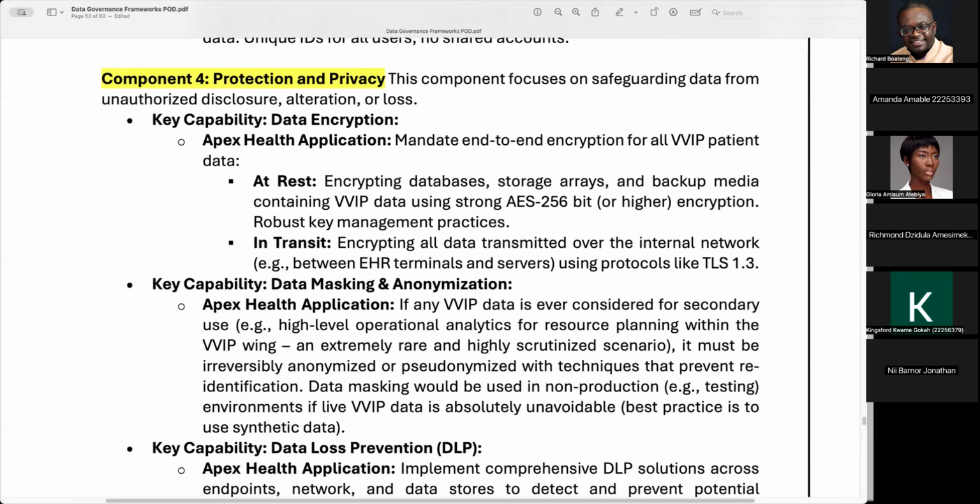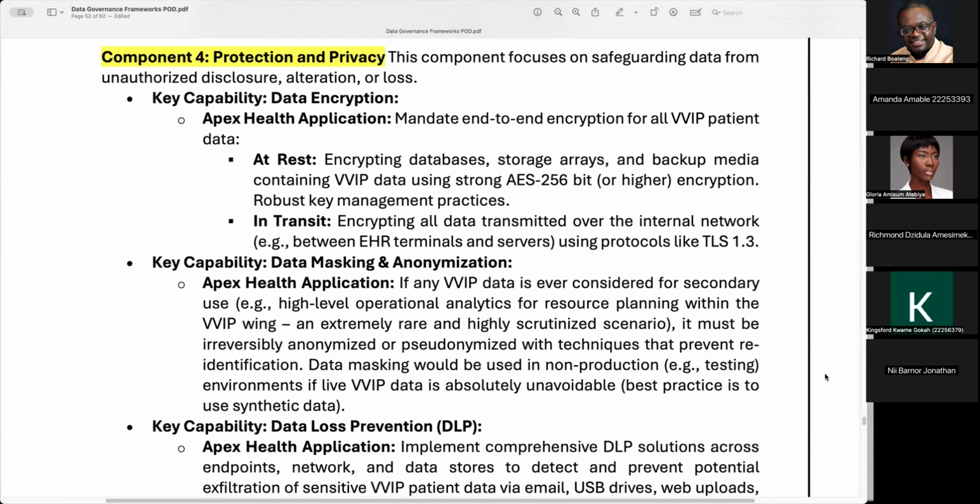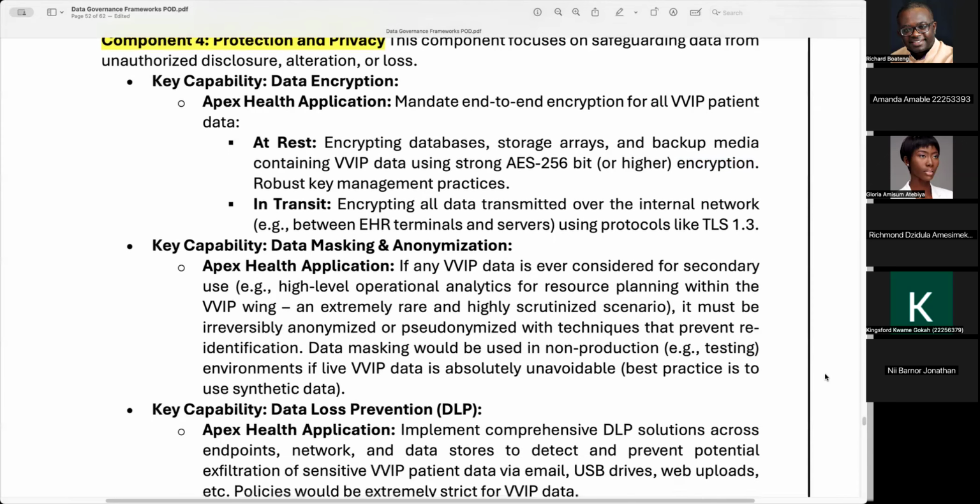connections. Data masking and anonymization capabilities are essential for any potential and extremely rare secondary use of VVIP data. Techniques like irreversible anonymization or robust pseudonymization with strong controls must be used for analytics to mitigate re-identification risk, and this usage would be highly scrutinized and likely require ethics board approval. Data masking techniques will be required for protecting sensitive data used in non-production environments, like testing or development.